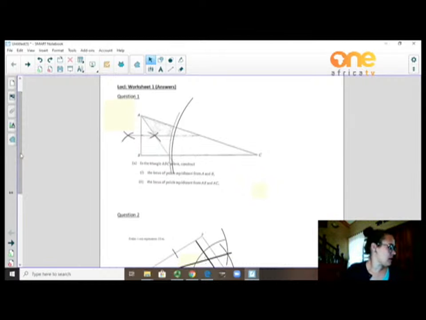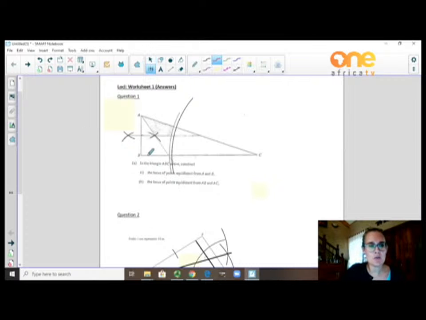Question 1 said, in the triangle ABC above, construct the locus of points equidistant from A and B. So what you will do is you will take your compass from A, a little bit more than half the distance between A and B, and you will draw your lines. I'm just tracing my lines so you know those are my lines. Then with that same size, you will do it from B as well, and you will get the other two. And through here, you will find your line equidistant from A and B.